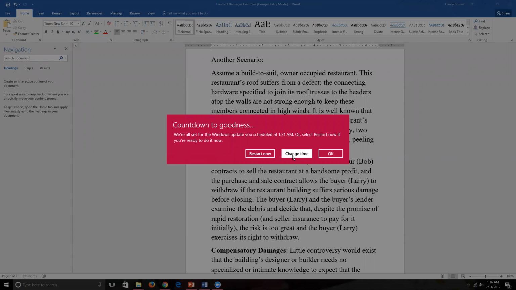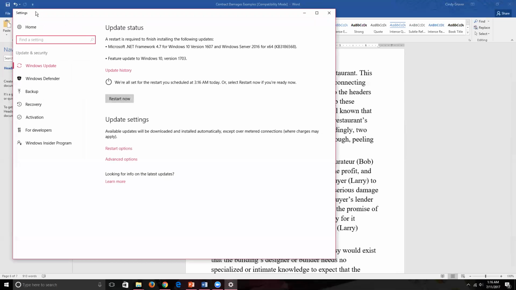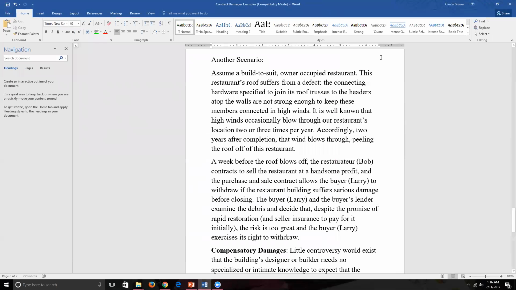Now, Larry is going to back out, and he has the contractual right to do so.